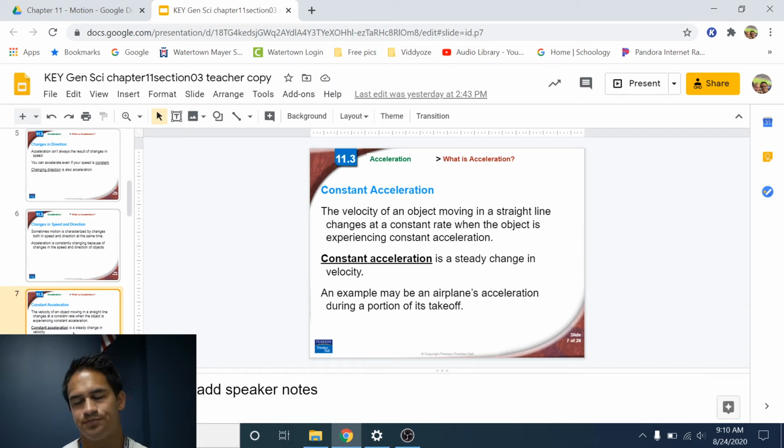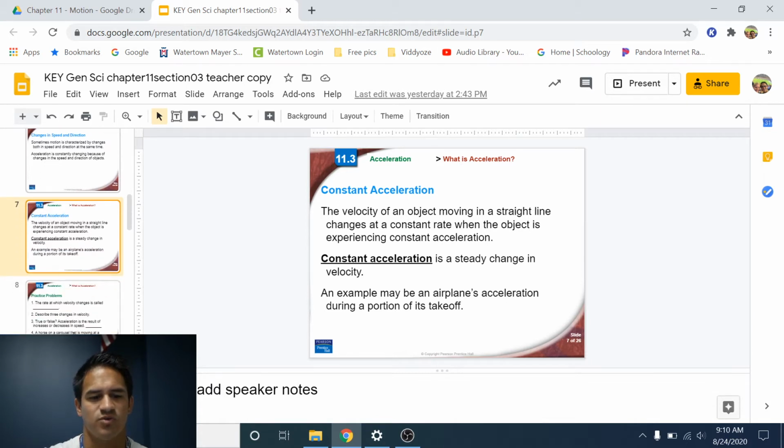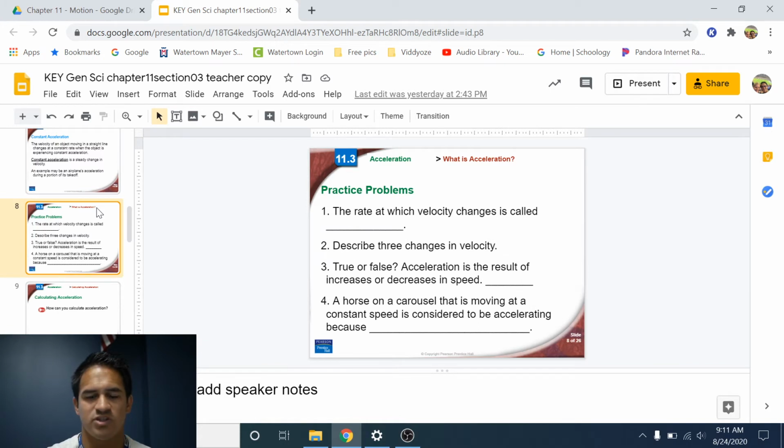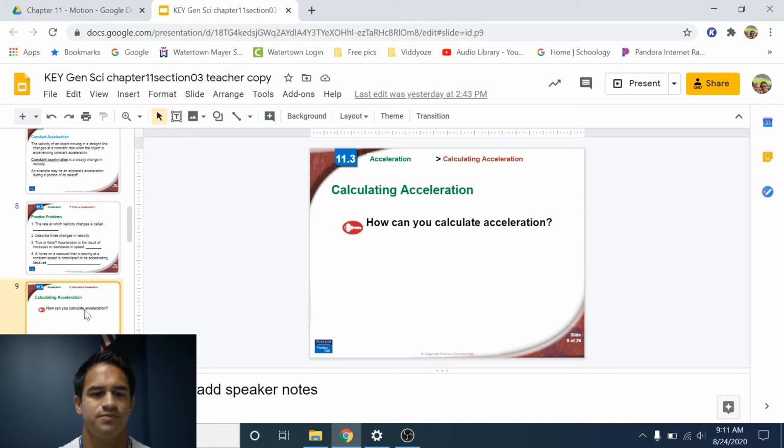Okay, so most acceleration is constant, not all of it, but a lot of it is. And mostly the ones that we'll deal with in this course are constant. So, all right, there are some practice problems, but as always, I'm not going to be going over those in this video. You'll go see me in a different video doing that one. Right now, we're just going to continue going over the information.